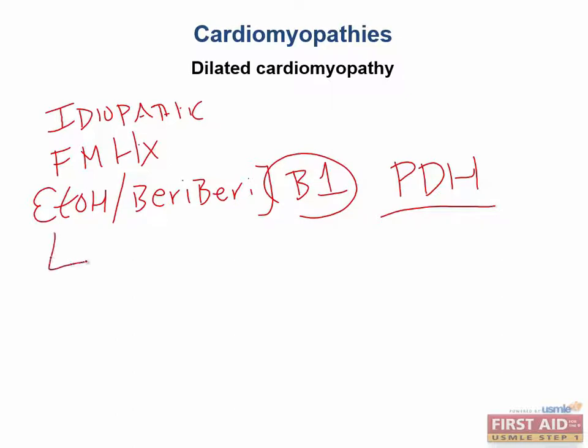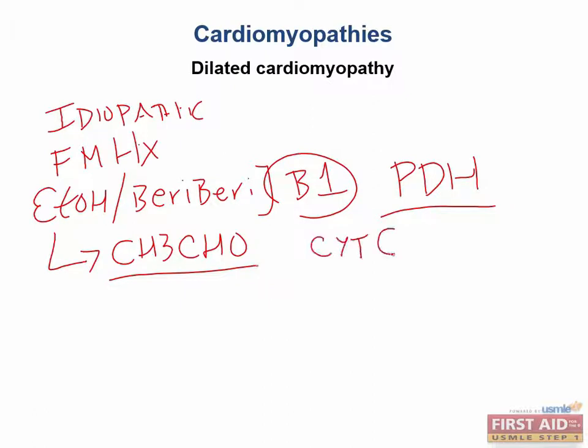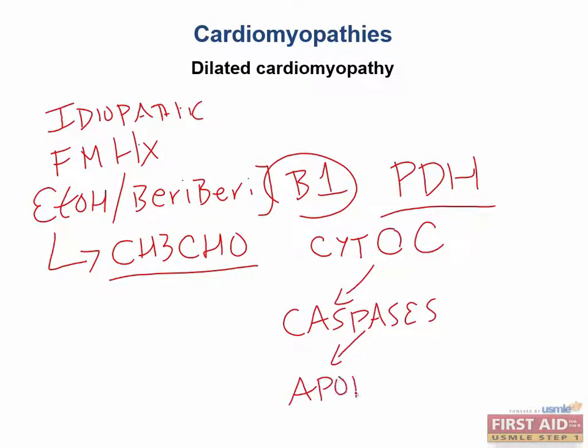In addition, acetaldehyde, which is this molecule here, the breakdown product of ethanol, is directly toxic to the mitochondria. It disrupts the connection of cytochrome C to the inner mitochondrial membrane. Do you remember from the pathology section what cytochrome C does? Well, when it is liberated into the cytoplasm, it leads to the activation of caspases. When you activate caspases, you get apoptosis.